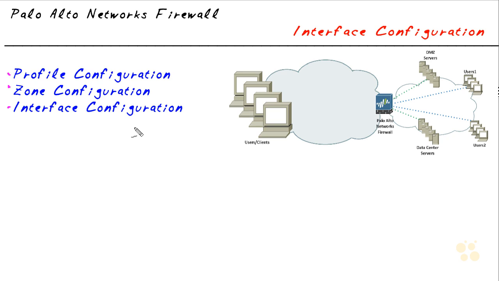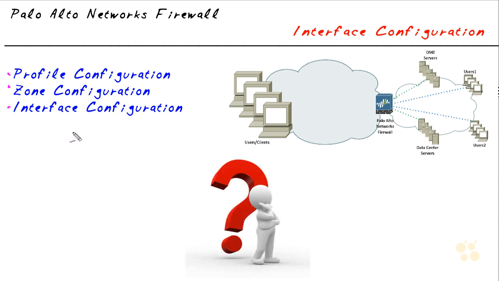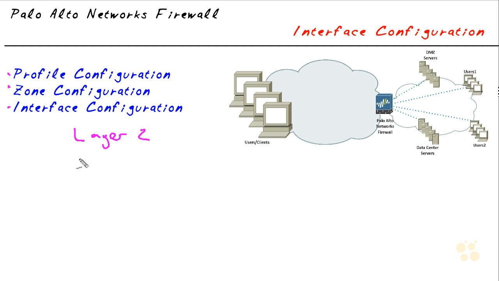Okay, so remember real quick, what were the kinds of interfaces that we had available to us? Okay, so we had layer 2. We had some vWire. We certainly had layer 3. And we had the tap interface.